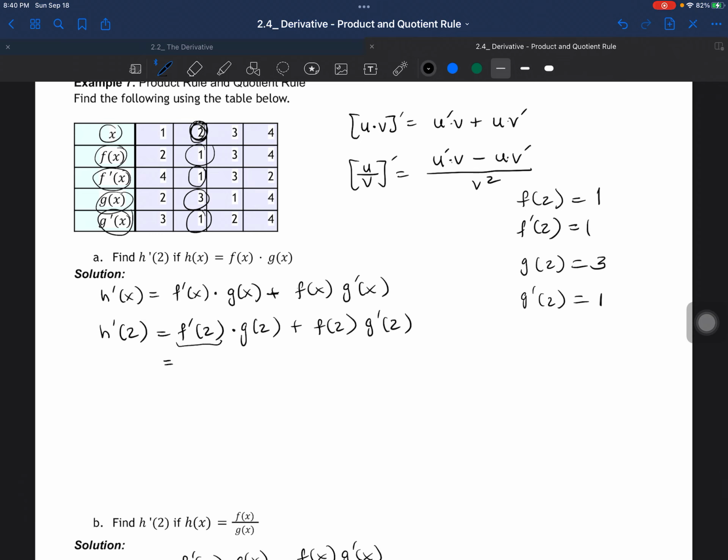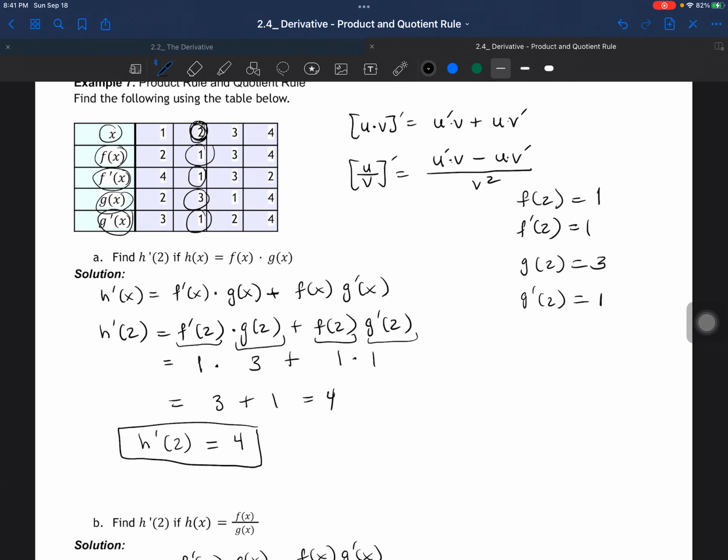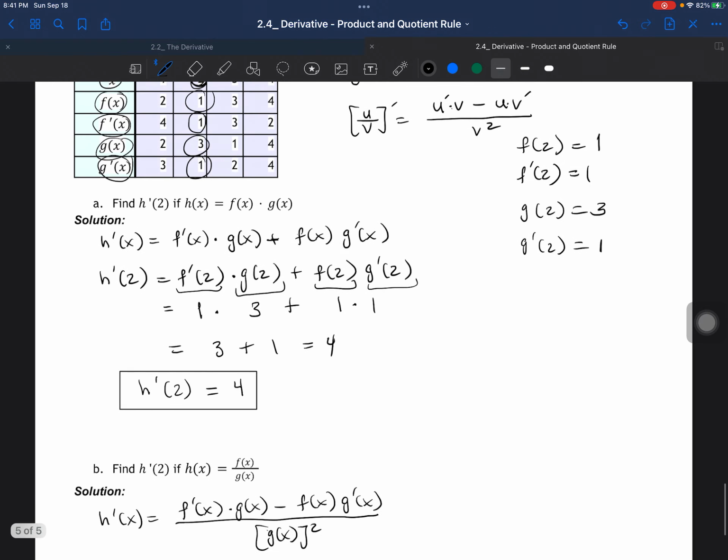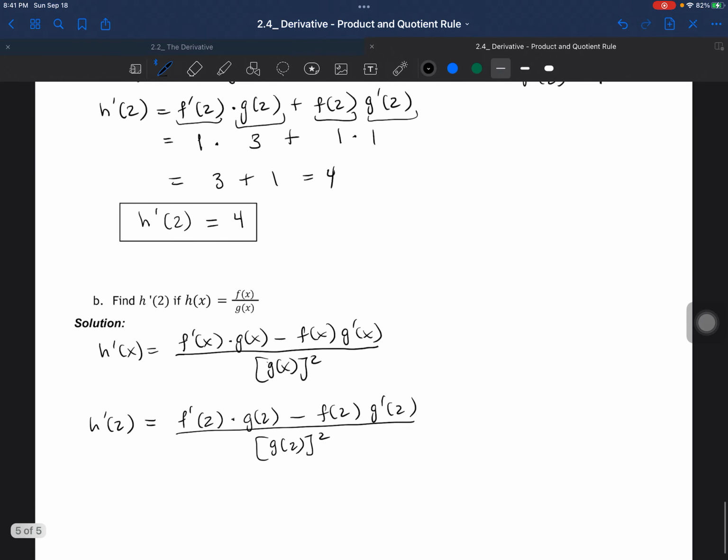All right. So what we're going to do here is come back and replace f prime of 2, which is 1, multiplied by g of 2, which is 3, plus f of 2, which is 1, times g prime of 2, which is 1. And then 1 times 3 is 3, plus 1 times 1 is 1, and that gives you 4. So h prime of 2 is 4. And that's it, right? That's your h prime of 2.